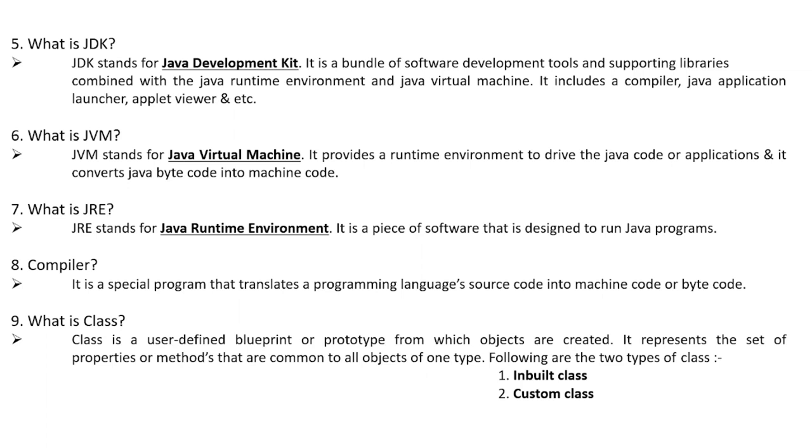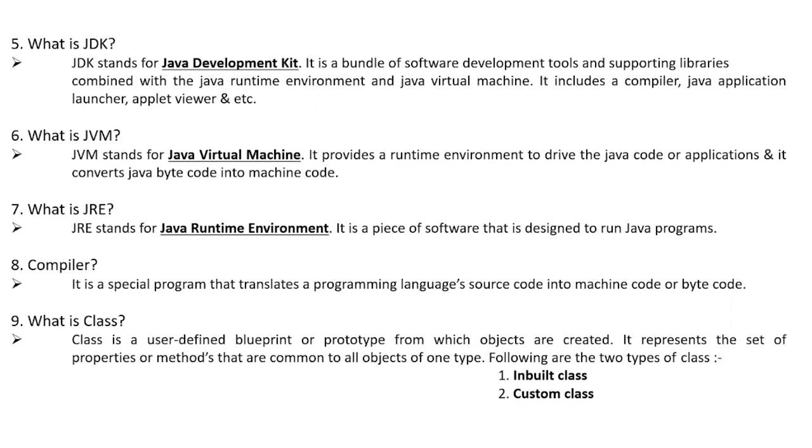5. What is JDK? JDK stands for Java Development Kit. It is a bundle of software development tools and supporting libraries combined with the Java Runtime Environment and Java Virtual Machine. It includes a compiler, Java application launcher, applet viewer, etc.